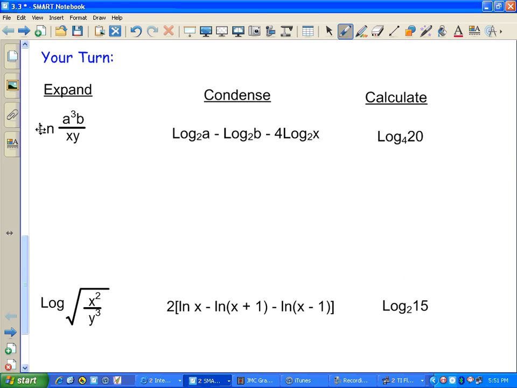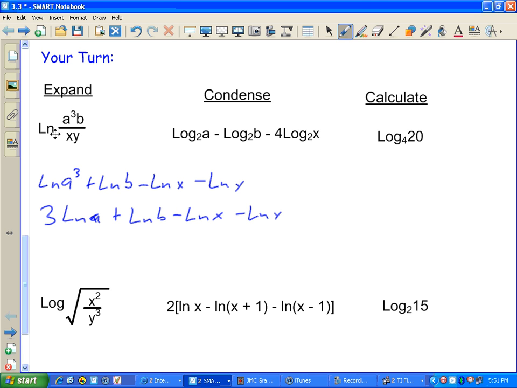So now I've got an ln, so that means all my stuff is going to get an ln. On the top, so these are going to be my positive ones, I have ln of a cubed plus ln of b. These are going to be my negative ones, so minus ln x minus ln y. Drop the power down. I'm going to have 3 ln a plus ln b minus ln x minus ln y. And that's expanded out.